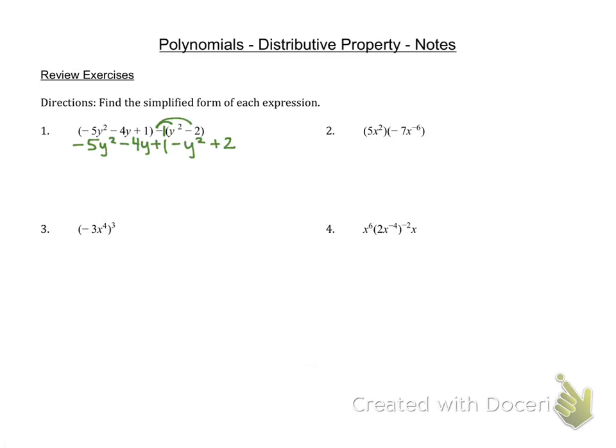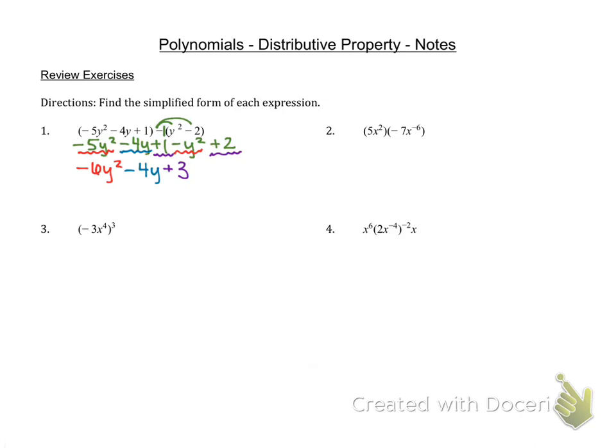I'm going to write my answer in standard form. So first I'm going to start with combining my y squareds. So I have a negative 5 and a negative 1 y squared, so that becomes a negative 6y squared. Next, my next highest degree is this negative 4y, and there's nothing to combine with this, so I'm going to write minus 4y. And my next highest degree are my two numbers, 1 plus 2, which becomes 3, so plus 3. So there's my simplified answer in standard form.